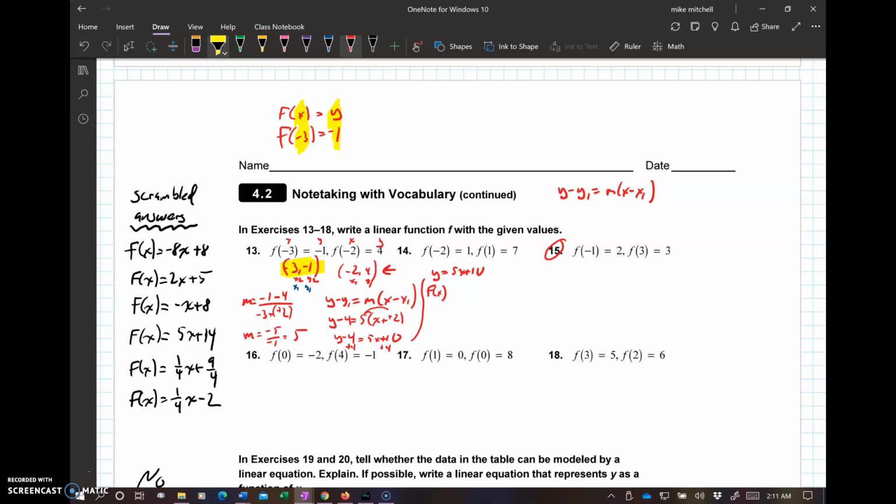So that'll be f of x equals 5x plus 10, or not 10, I'm sorry, 14. I forgot to add the 10 and the 4. And I caught that by looking at my answers over here. And that's that final answer.